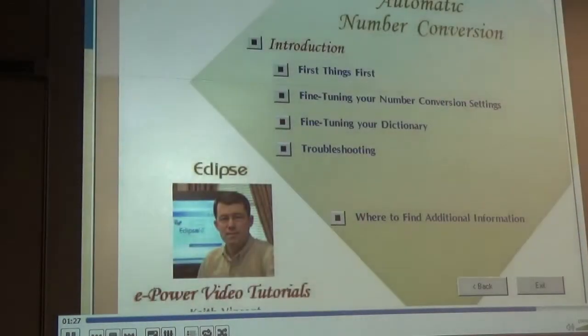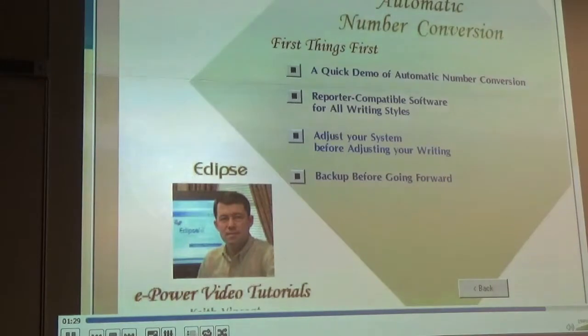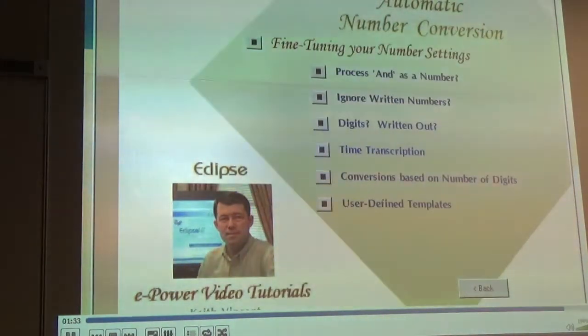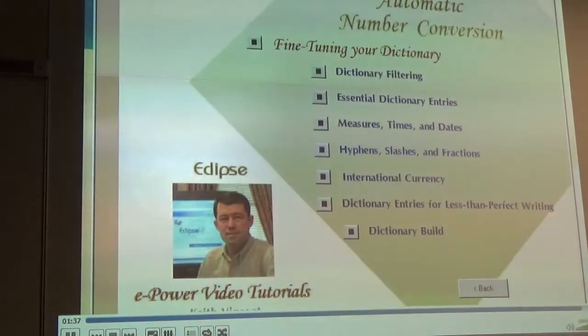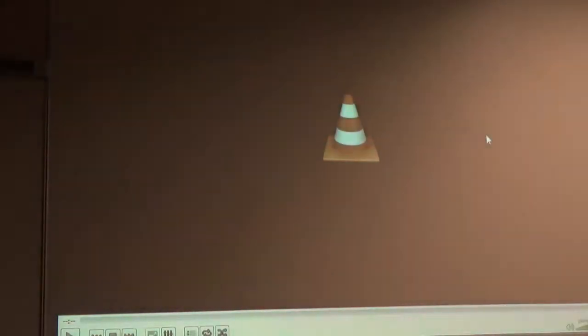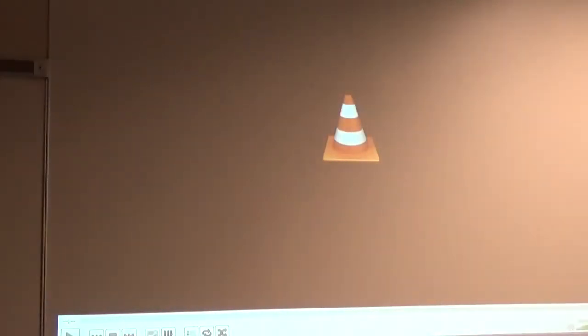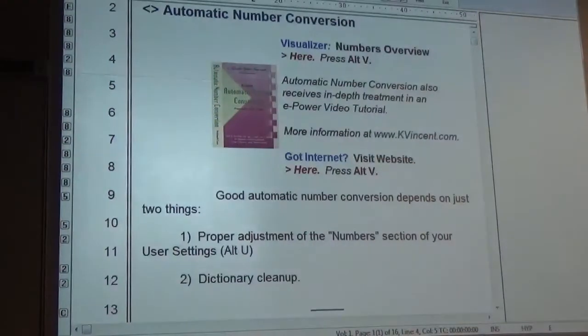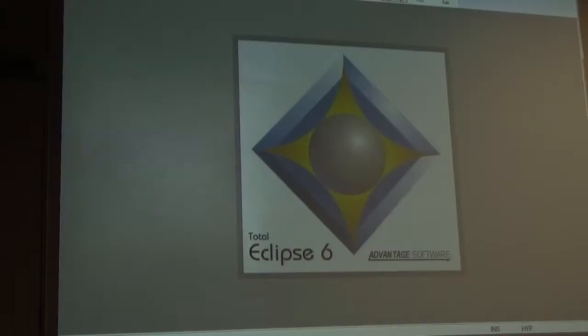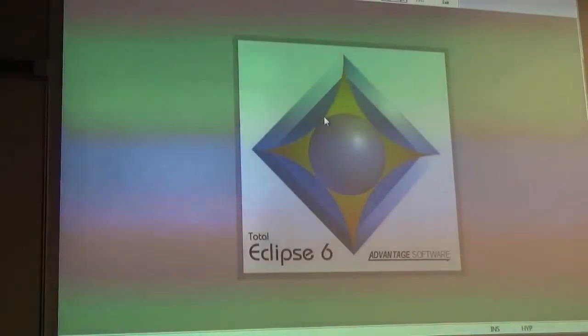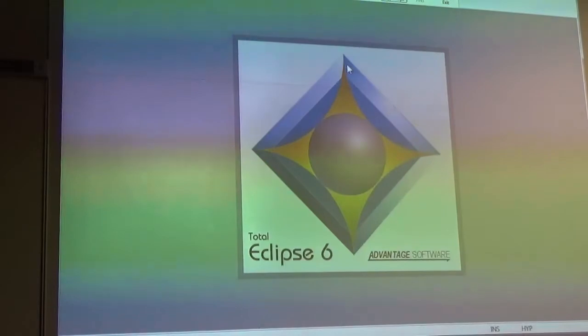Within these short presentations, it's not possible to show all that Eclipse automatic number conversion can do. So a separate in-depth ePower video tutorial is available on automatic number conversion. Got that? All right. Any questions about that? No?